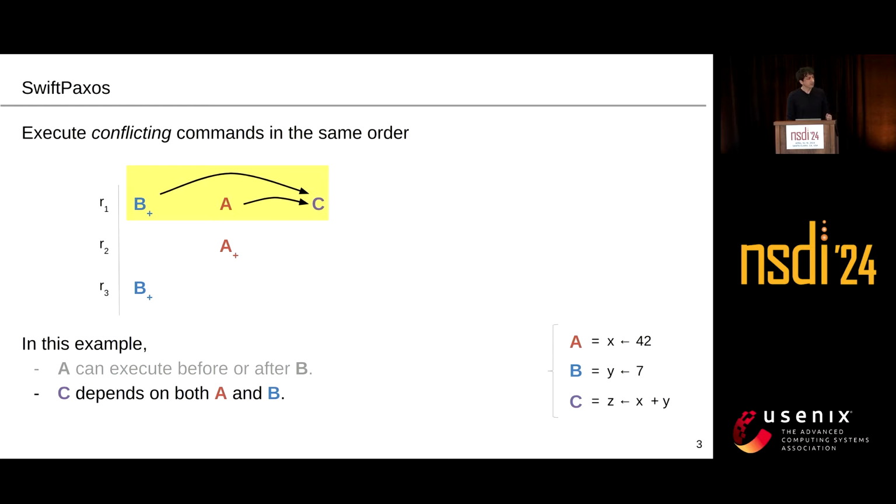In the case of command C, there is a dependency with B and A, in the sense that the two of them must execute before command C. Command C is depending on both A and B.